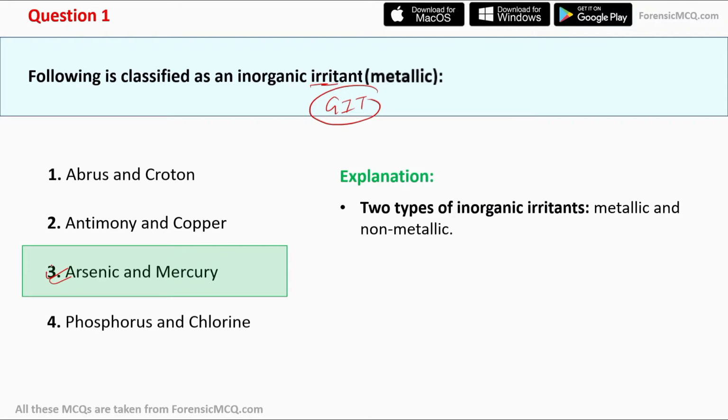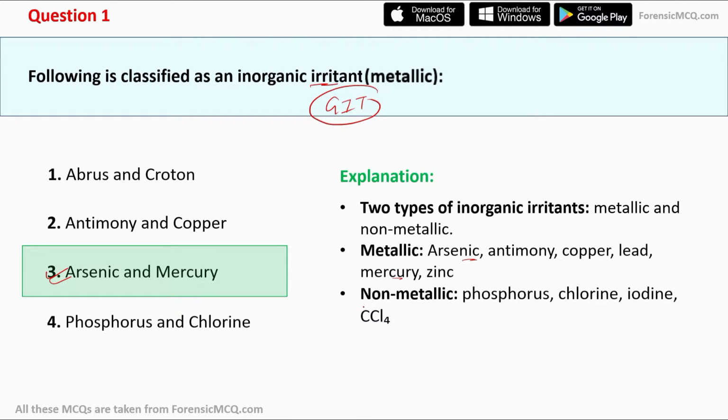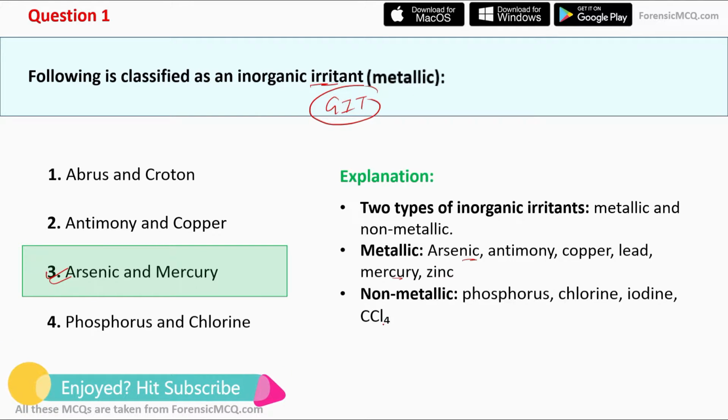Now let's check the explanation part. There are two types of inorganic irritants. First is metallic and second is non-metallic. Metallics are arsenic, antimony, copper, lead, mercury, and zinc. In this question, arsenic and mercury are included, so they are the metallic inorganic irritants. Now let's move to the non-metallic irritants. These include phosphorus, chlorine, iodine, and carbon tetrachloride. So these are the non-metallic inorganic irritants.